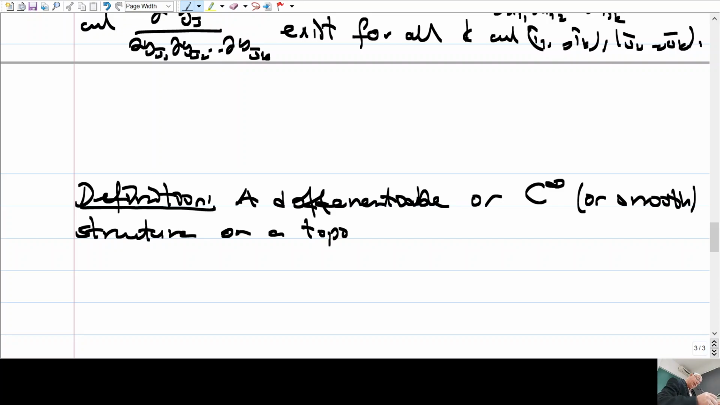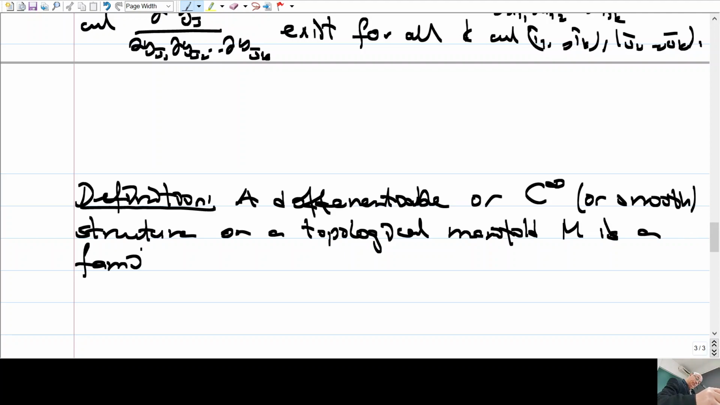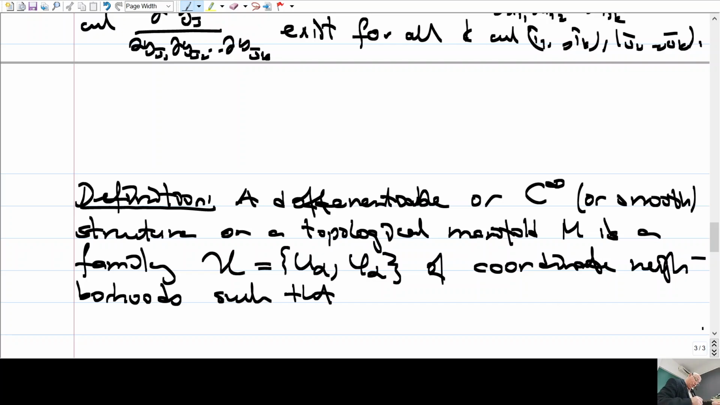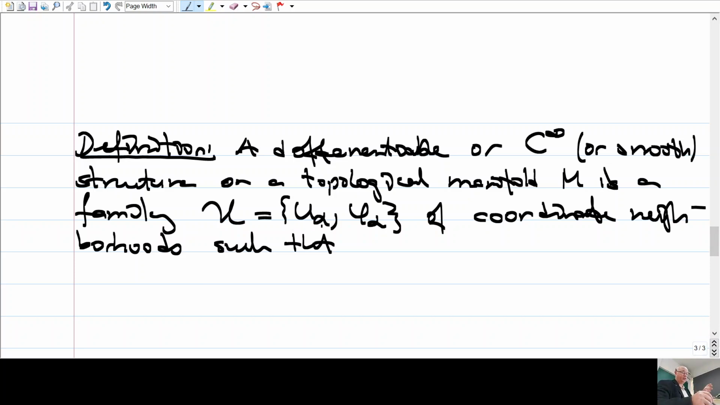Structure on a topological manifold M is a family U, let's say, and family consists of U alphas and phi alphas of coordinate neighborhoods such that, so what we mean by a coordinate neighborhood is this locally Euclidean structure, right? U is an open set in the manifold, and phi is a homeomorphism from that open set onto some open subset of some Rn.